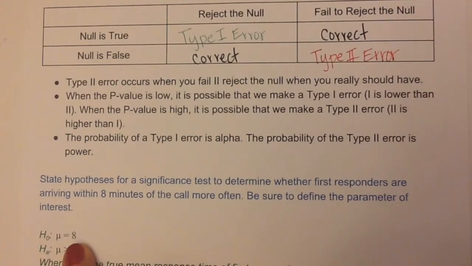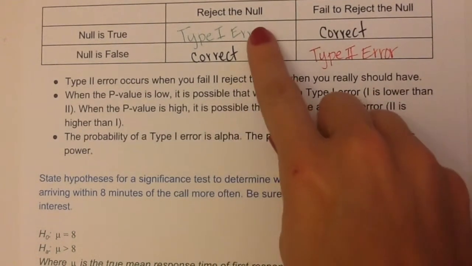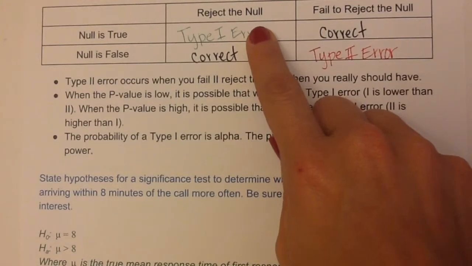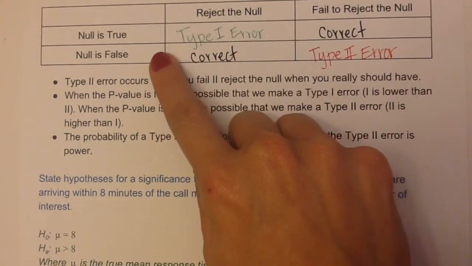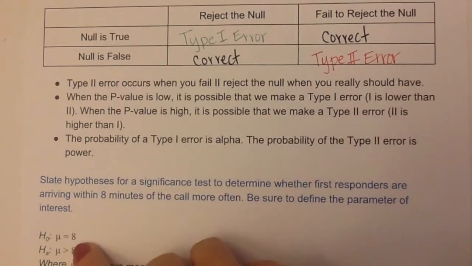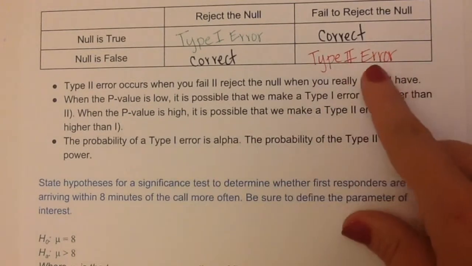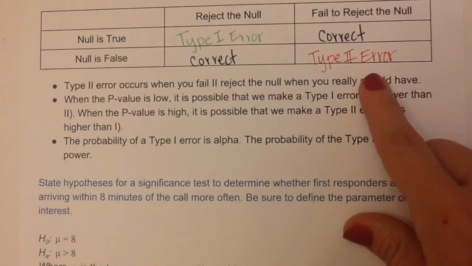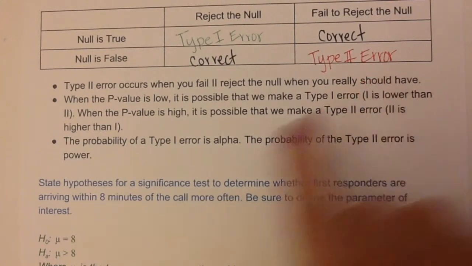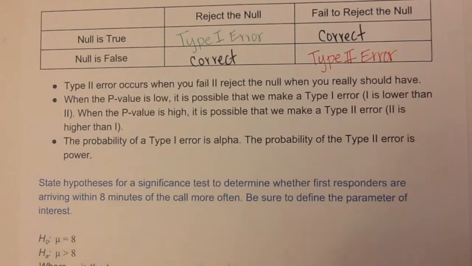So in this case, mu is equal to 8. We would reject the null when the null is actually true. So we would reject that this is happening when it actually is true. They actually are arriving within the 8 minutes, but we say that they aren't. And the type 2 error would be that we fail to reject the null when the null is false. So we're saying they are actually arriving, but they aren't.